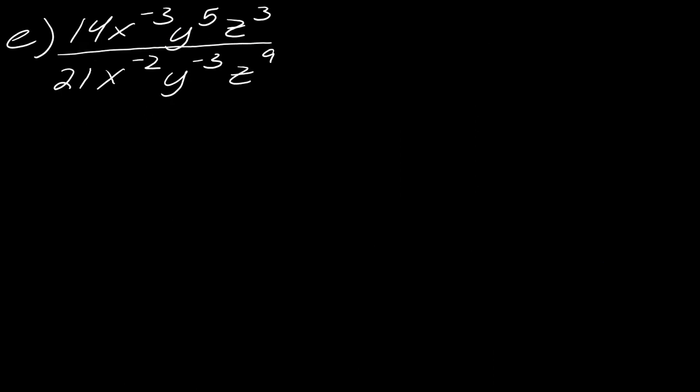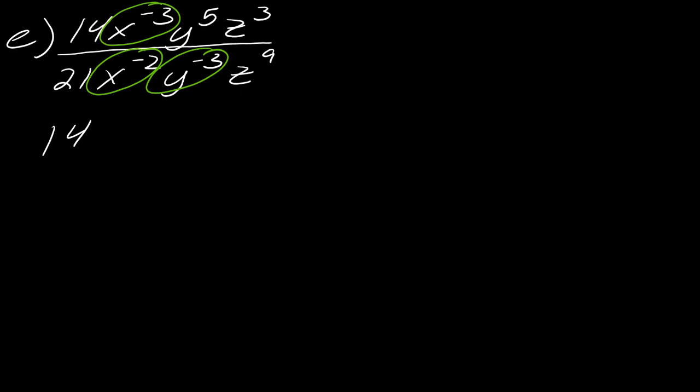Okay, so E. Once again, you might want to pause and try this one. I've got 14x to the negative third, y to the fifth, z to the third, over 21x to the negative second, y to the negative third, z to the ninth. Okay, so lots of stuff to move in this case. So this has got to move, this has got to move, this has got to move. So let's do some moving and shaking here.